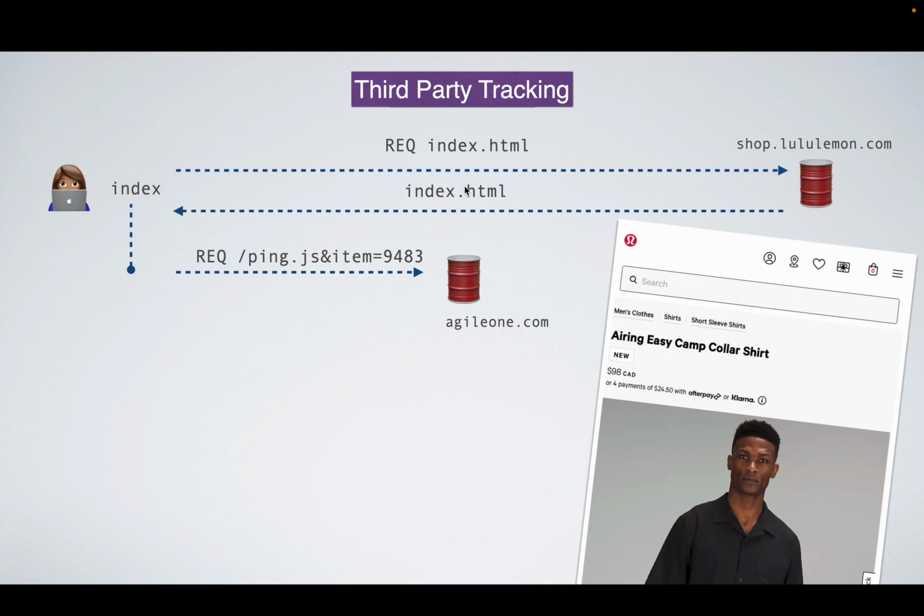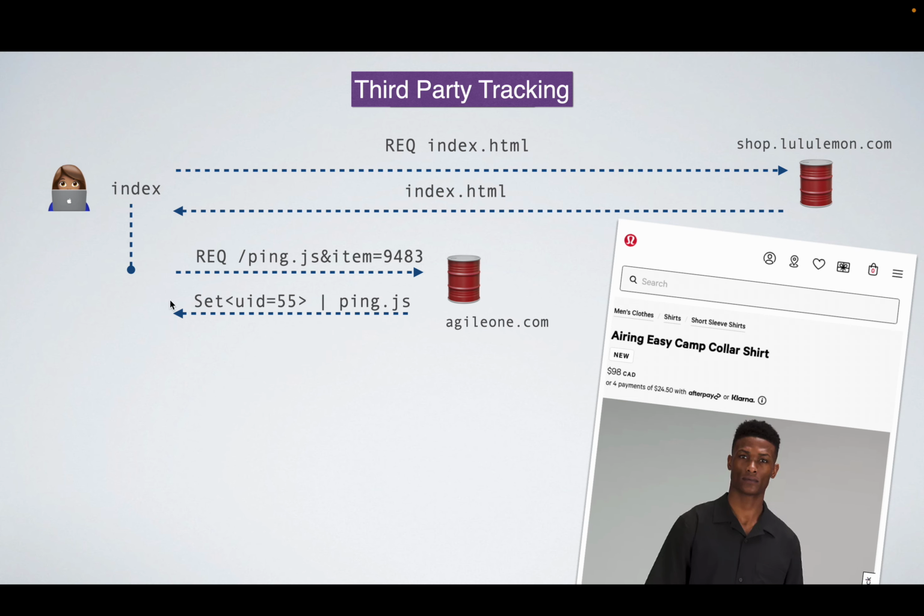By the way, because Lululemon knows what actual shirt I'm looking at, because this shirt has a unique URL, and this unique URL has an item number, like they call this shirt number 9483 on their website, okay? They can pass that along to Agile 1 if they want. So they might throw it in as a parameter. So Agile 1 is saying, oh, this person is requesting this ping.js. And by the way, the exact website they're on right now is shirt 9483. Okay? I'm just going to remember that. All right?